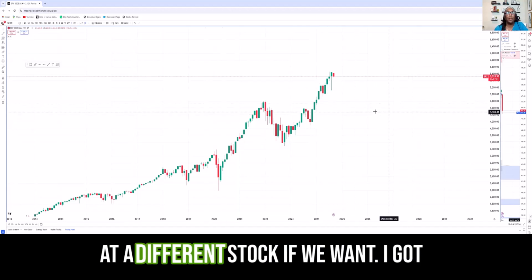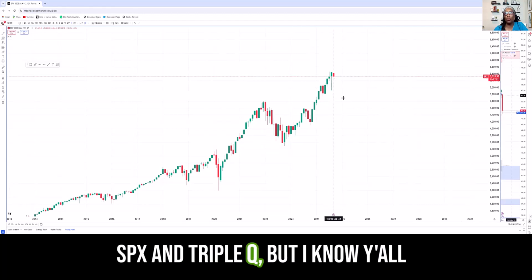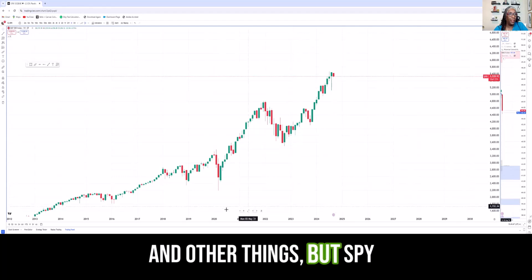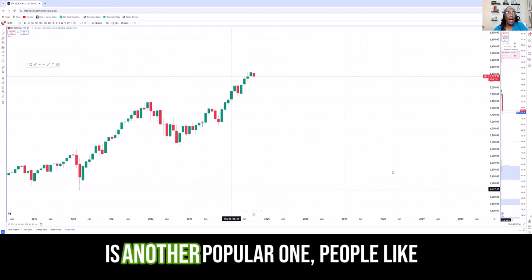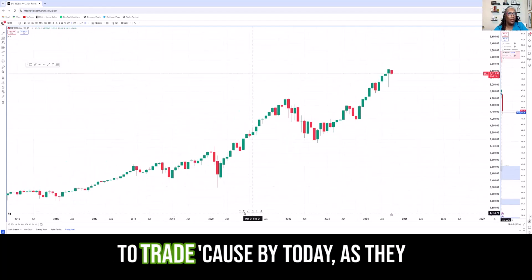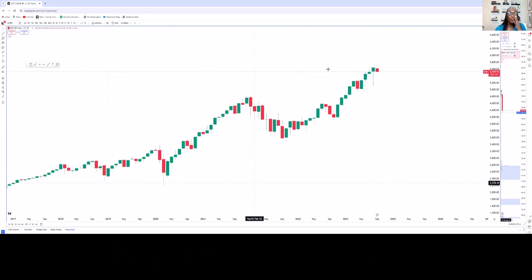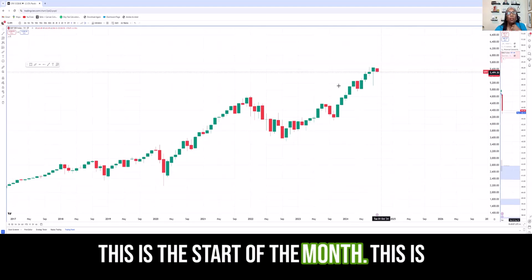We can look at a different stock if we want. I've got SPX and triple Q, but I know some people like to trade Apple and other things. SPY is another popular one people like to trade, because SPY today, as they call it, was falling off the bone. This is the start of the month. It's a monthly chart.